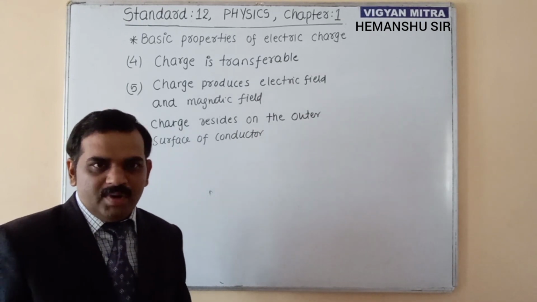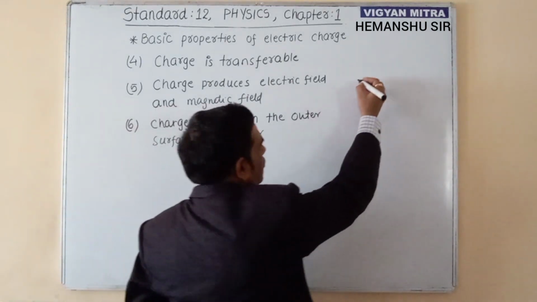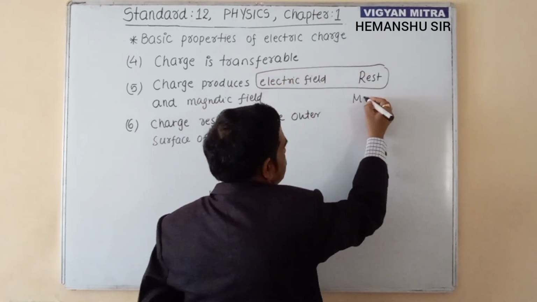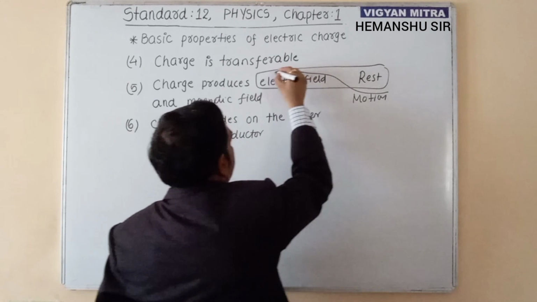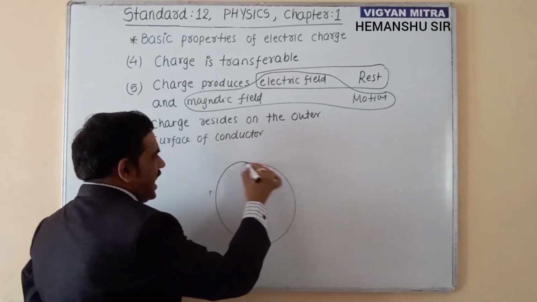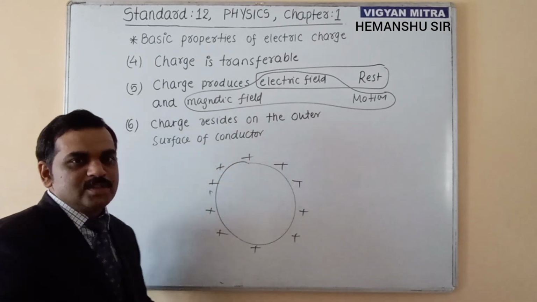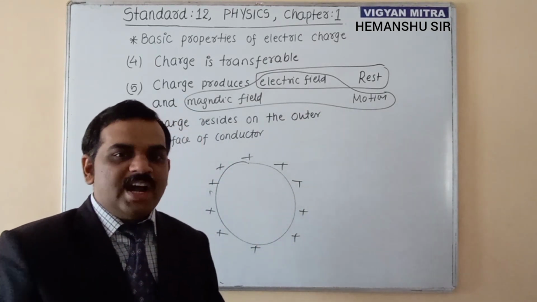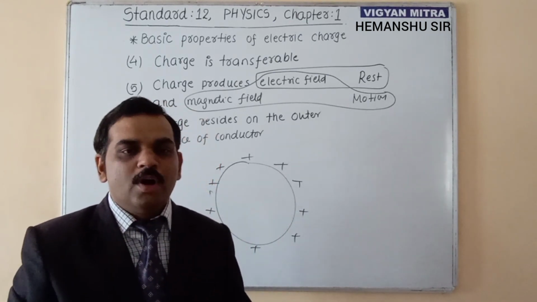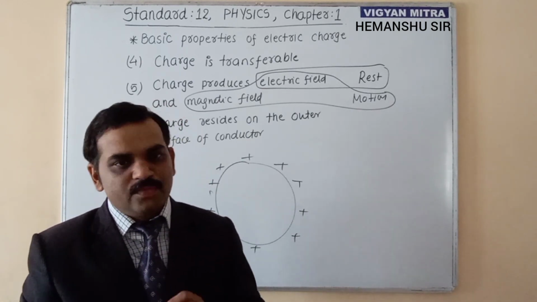Charge is transferable. Charge produces electric field and magnetic field. A charged particle at rest produces only electric field, and a charged particle in motion produces both the electric and magnetic fields. When charge is kept on any conductor, it resides on the outer surface of the conductor because like charges repel and try to get as far away as possible from one another and stay at the farthest distance from each other, which is the outer surface of the conductor.